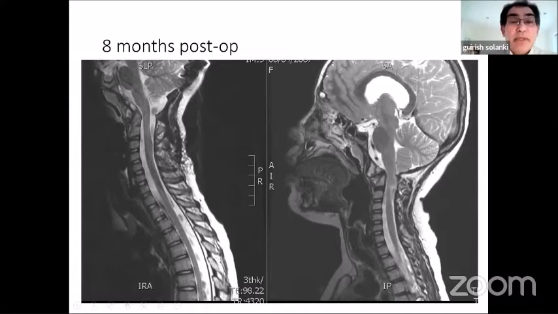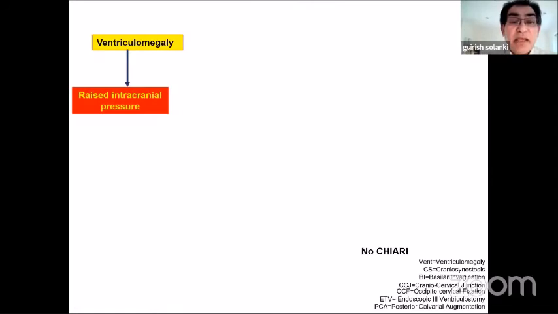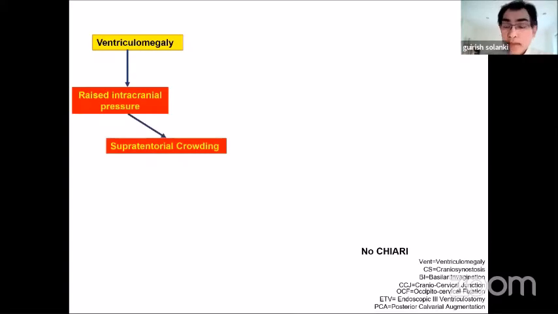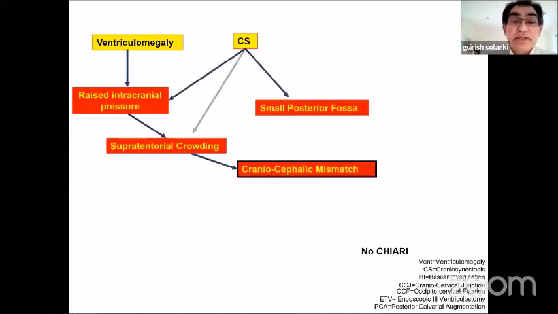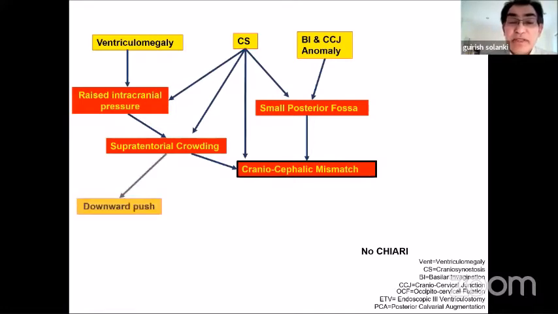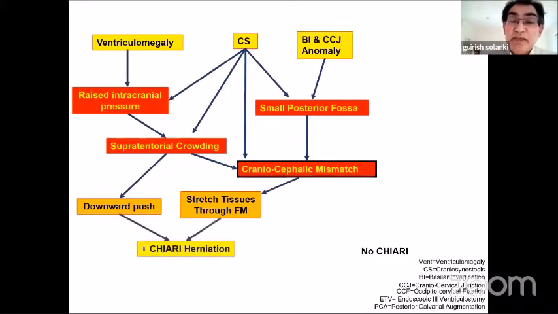Fixation and the regression came up with this algorithm: if you have ventriculomegaly, you're going to get raised intracranial pressure, supratentorial crowding, and craniocephalic mismatch. If you have craniosynostosis, the same thing is going to happen. And if you have a basilar invagination and craniocervical junction anomalies, you're going to have a small posterior fossa craniocervical mismatch. Now, with supratentorial crowding, you get a downward push. With the craniocephalic mismatch, you get stretching of the tissues through the foramen magnum, and they lead to formation of a Chiari. And the Chiari will obstruct CSF flow and cause a syrinx.